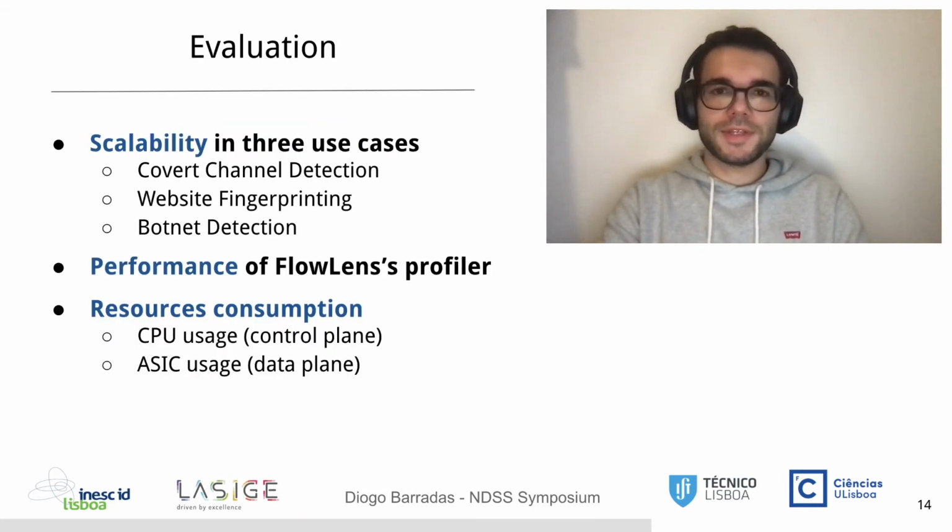We evaluated FlowLens in 3 different dimensions. First, we evaluated the scalability of our system in 3 different use cases, including the detection of covert channels, website fingerprinting, and botnet detection. We also tested the performance of the FlowLens profiler and assessed the resource consumption that FlowLens incurs both in the control plane, namely the CPU usage, and in the data plane of the switch, the ASIC usage.